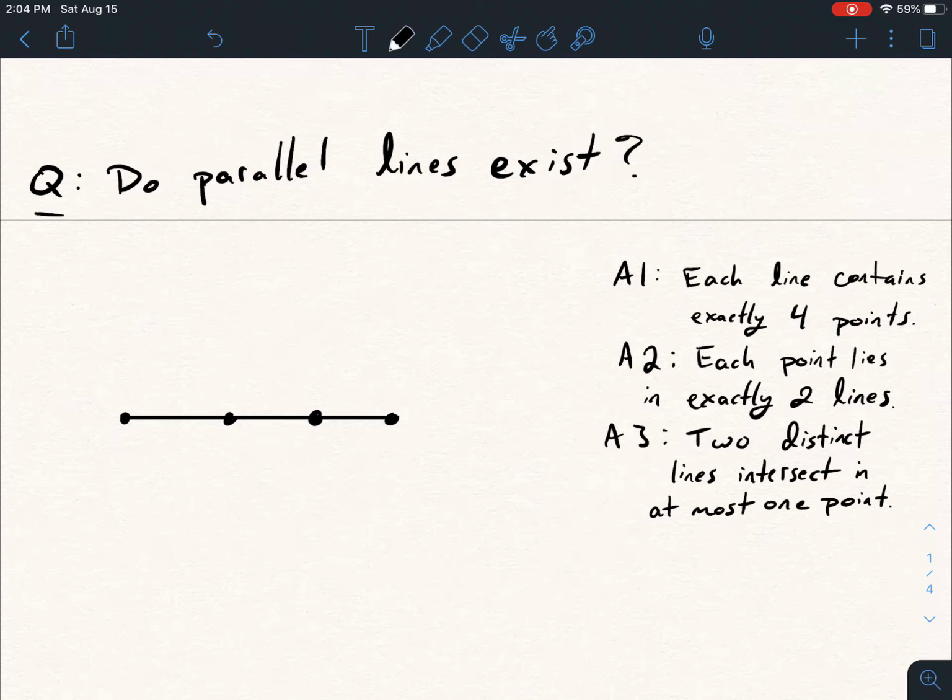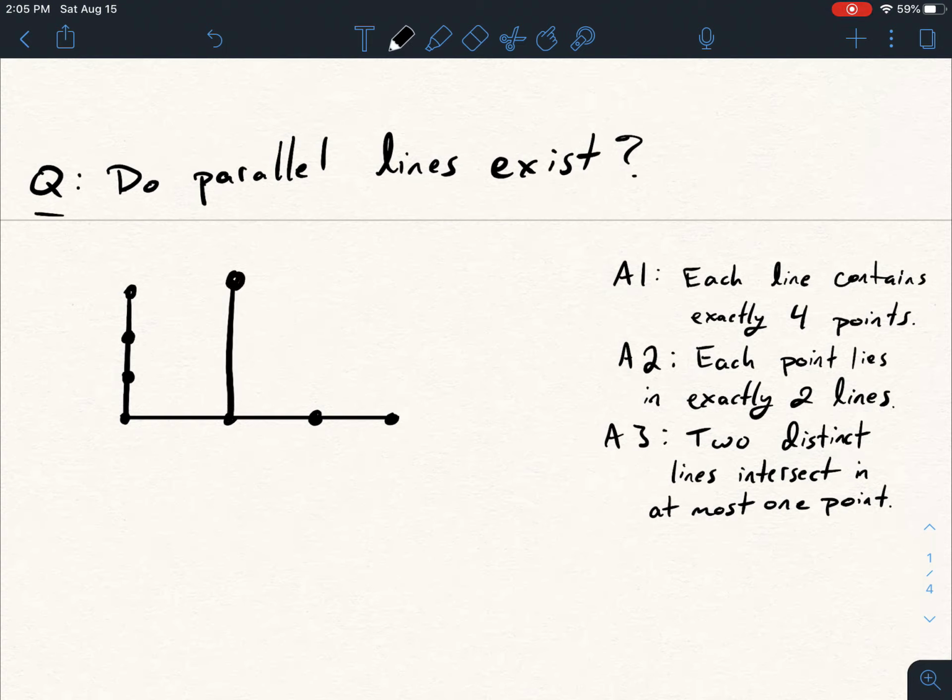So anyway, let's try to add some lines to this picture in a way that satisfies axiom 2 and continues to satisfy axioms 1 and 3. So let's just add a line at the start of this point right here. And let's just put 4 points on it. And then we could do the same for this second line.